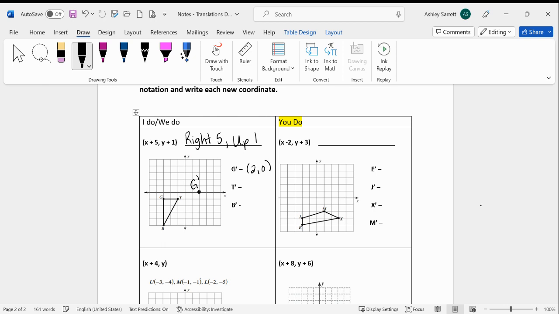All right, point T, I'm going to do the same thing. 1, 2, 3, 4, 5 to the right and up 1. So T prime is at positive 4, 0. And B will now be at positive 2, negative 4. And of course, we can connect our dots. So again, exact same triangle. All we did was just shift it to a different location.